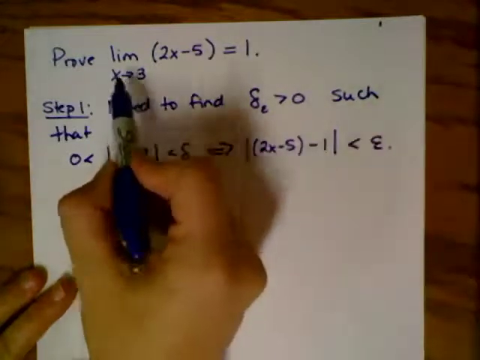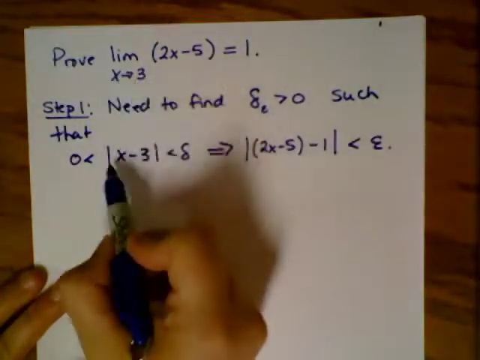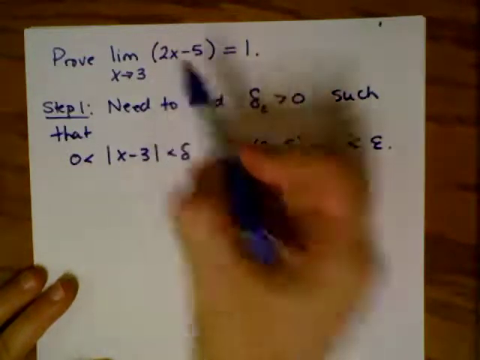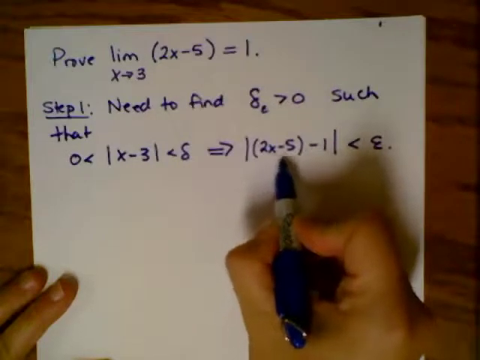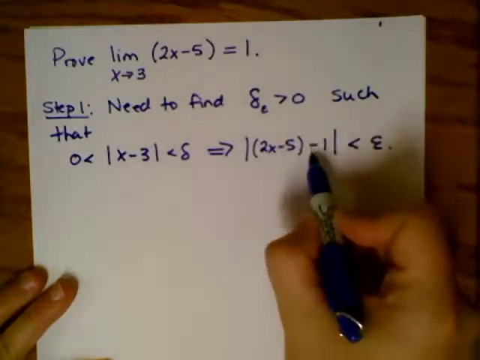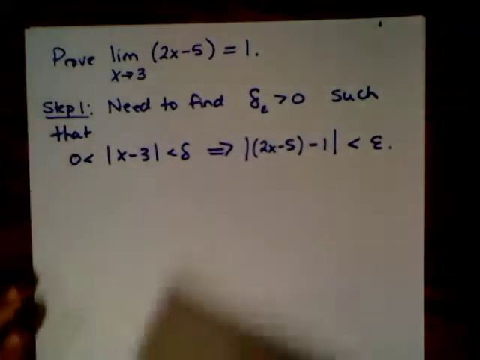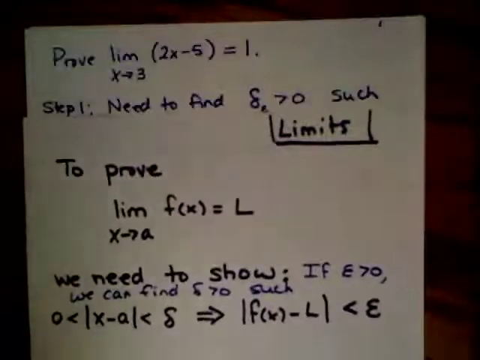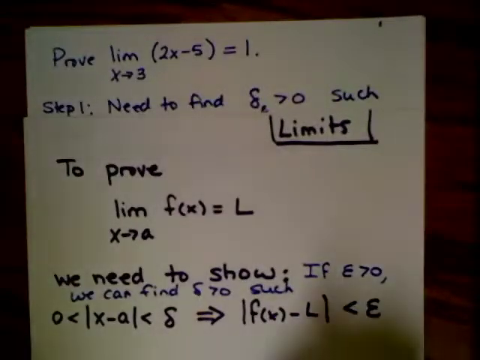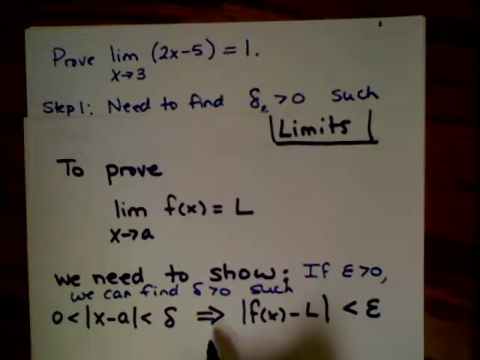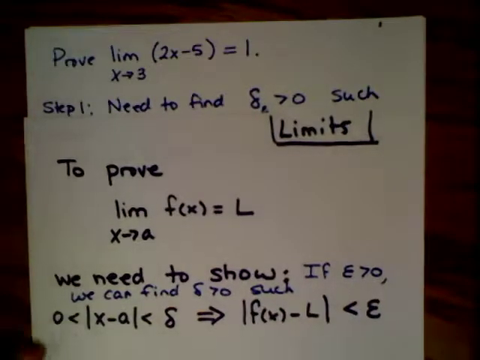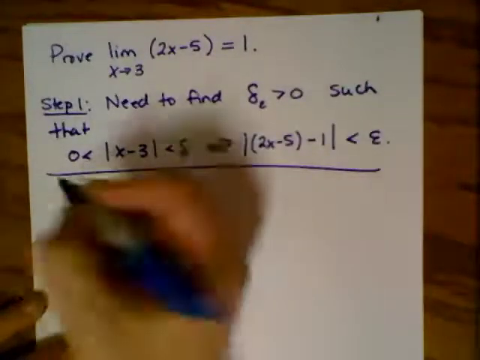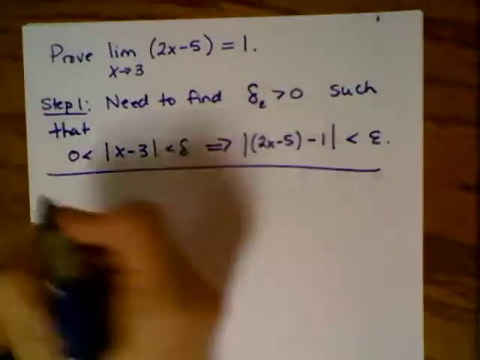And if we look at our example here, a is 3, so I wrote down x minus 3 in the absolute value. Our function is 2x minus 5, so that's the role of f of x, and the 1 is the limit. And so, if you want to, you can stop the video and compare what I just wrote with the definition of limit. So that's what we need to find. Well, let's do that. So how do we go about finding that delta?